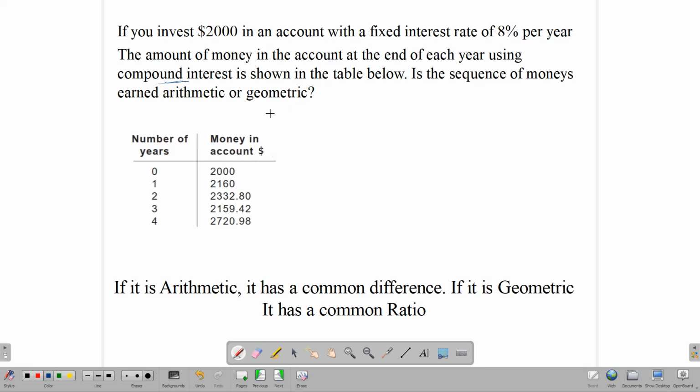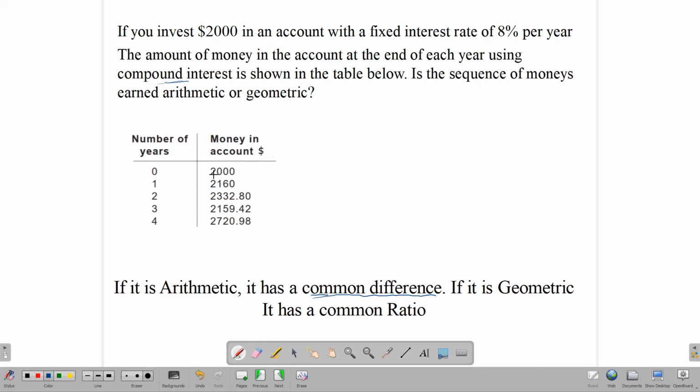So how do we differentiate between an arithmetic sequence and a geometric sequence? If a sequence is arithmetic, it has what we call a common difference. The common difference is what you get when you take consecutive pairs of terms and subtract them. If you subtract them and you get the same number, that common difference, then it is an arithmetic sequence. So let's check if this is arithmetic.